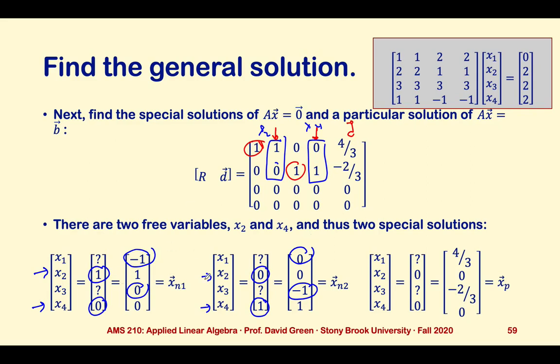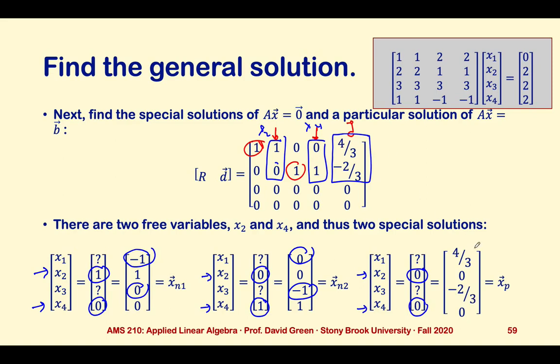We have those. Now we additionally need to write down our particular solution. Our particular solution is hiding in this last column. Again, we first of all identify our free variables. And for our particular solution, we set them both equal to 0. After doing that, our pivot variables are hiding in the last column. Not really hiding, in plain sight, if you will. The x1 position is a 4 over 3, and the x3 position is negative 2 over 3.